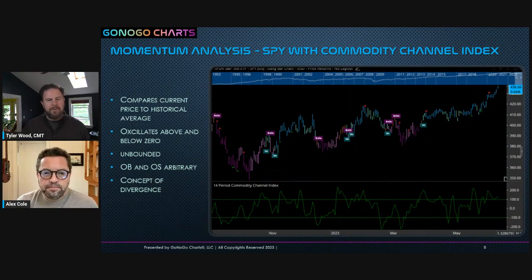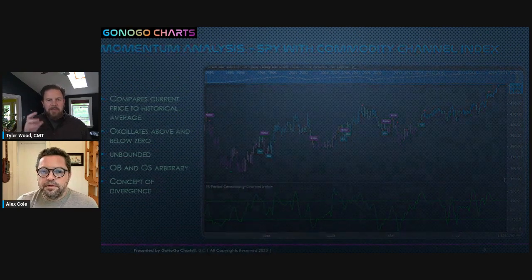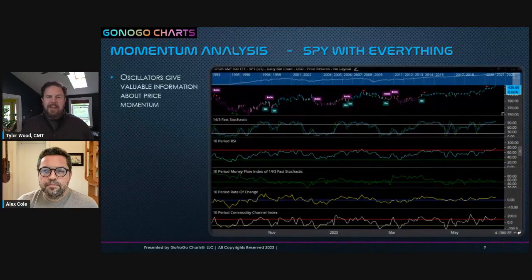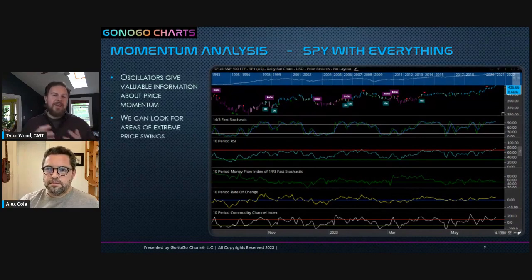All right, so let's review very quickly. What we're talking about is a series of tools that are forward-looking indicators, and that interplay between what we're seeing in price action and trend can really be enhanced by looking at the concept of momentum.